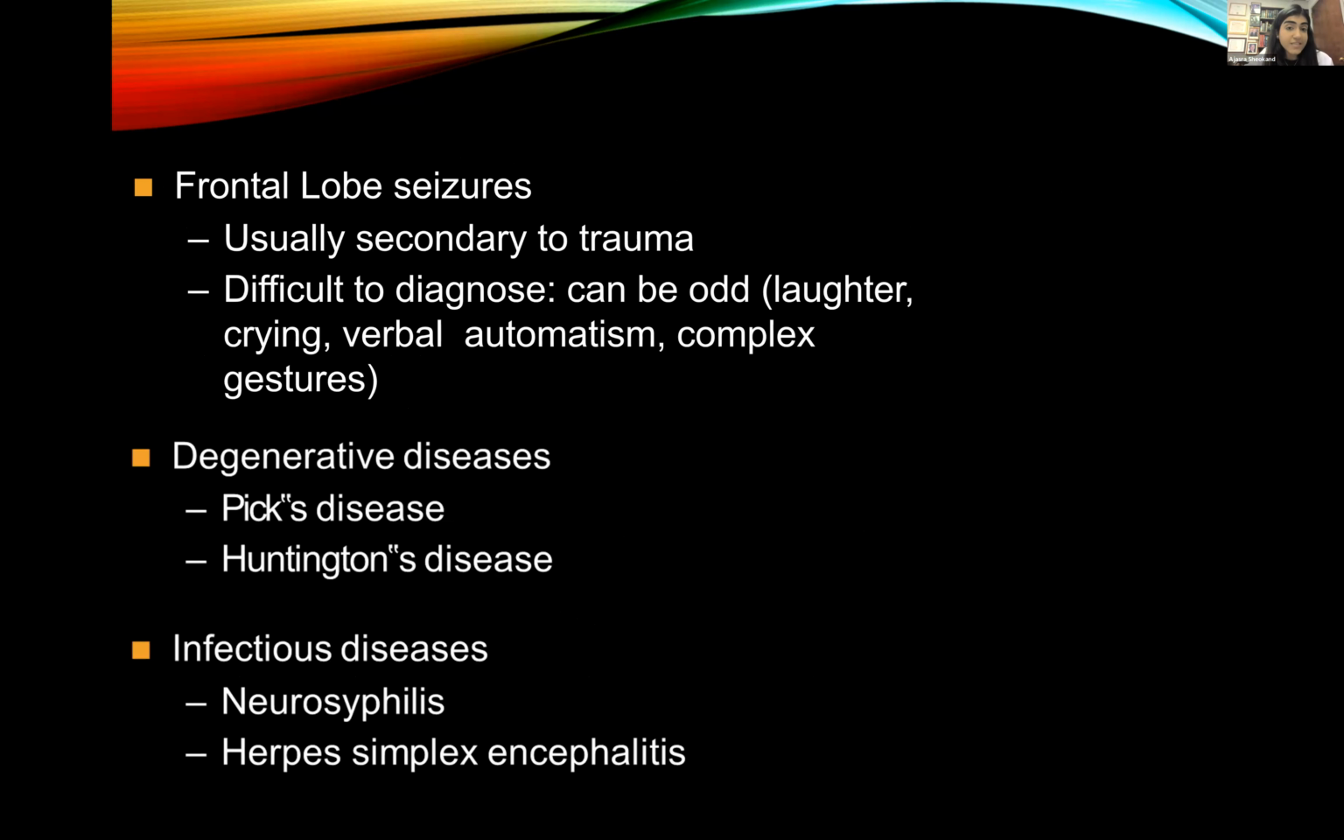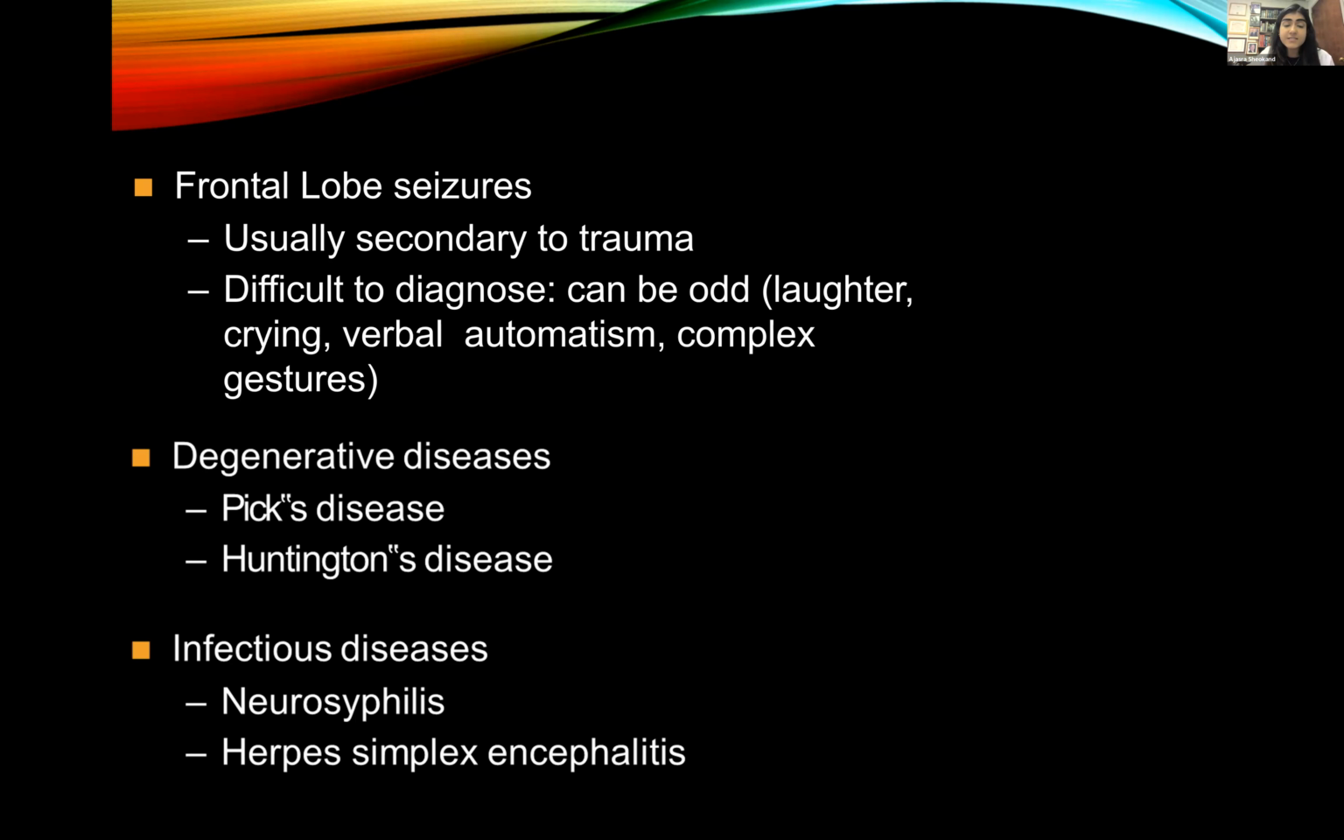The second is frontal lobe seizures, which are very interesting because they're usually secondary to trauma, and they're quite difficult to diagnose, because the presentation can be a little odd. People who have these seizures usually present with uncontrollable laughter, crying, or verbal automatism, and complex gestures, for example, repetitive pelvic thrusting or fidgeting of their knees or their legs. So it's not quite easily picked up that somebody is actually having a seizure.